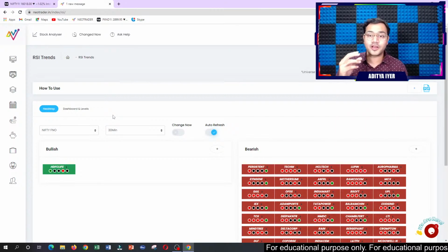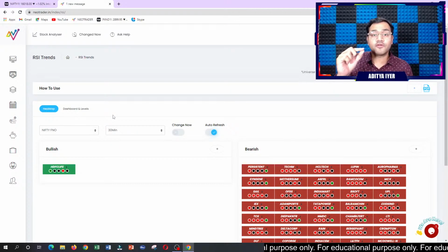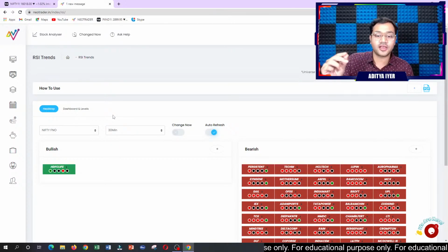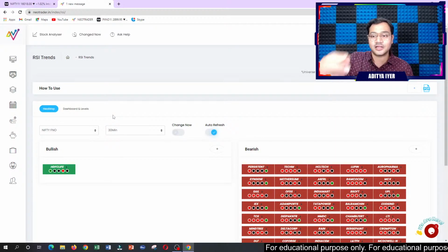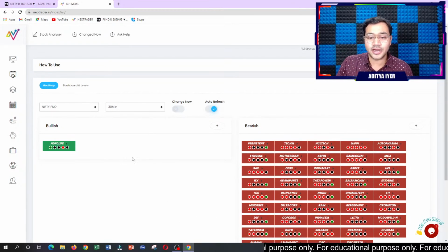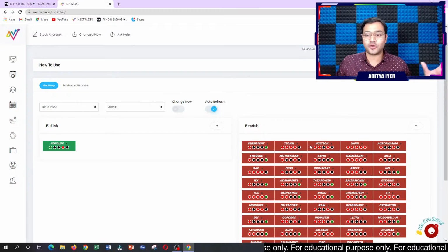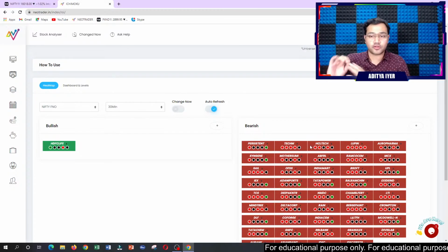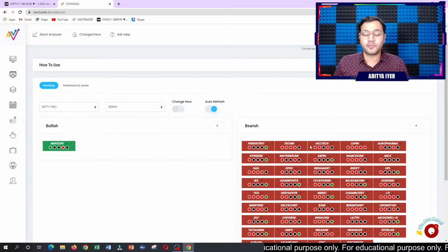So what happens when you use a smoothened RSI? It reduces the number of false signals or fake signals that come, right? And that is what we're going to see. If you come here, it directly shows you, based on your time frame, what stocks are bullish and what stocks are bearish. So we've got our bullish and bearish list over here.